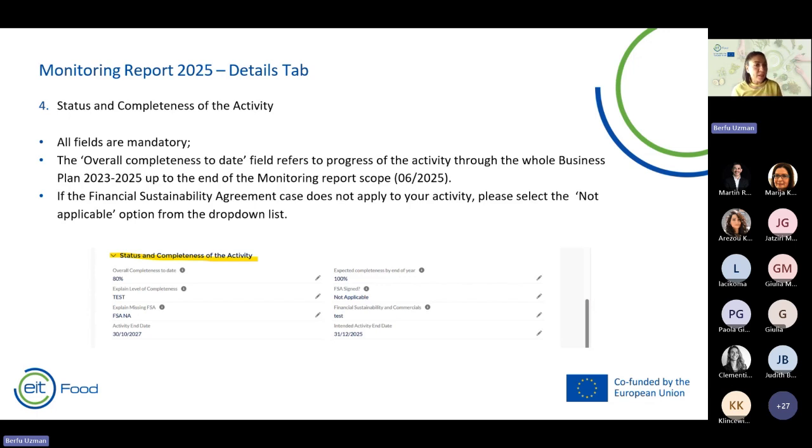If the financial sustainability agreement case does not apply to your activity, as you see that is also asked in the right column, you just need to select not applicable. And then you will see in the drop-down there is yes and no. So you just need to fill in that mandatory data, like the other ones that you see on the screen.